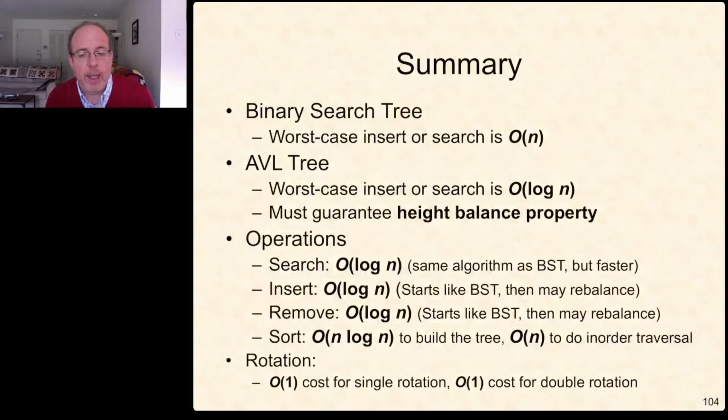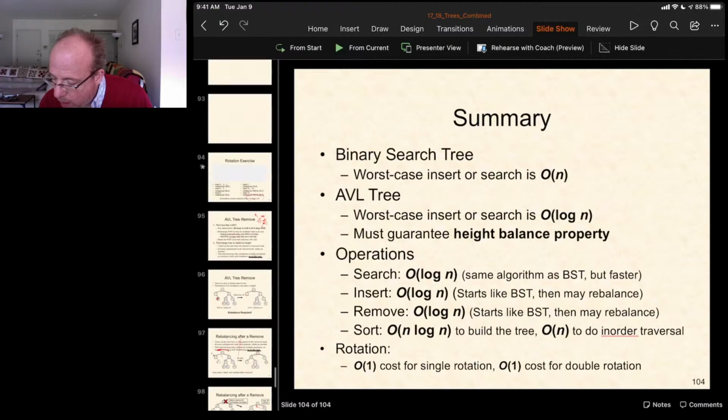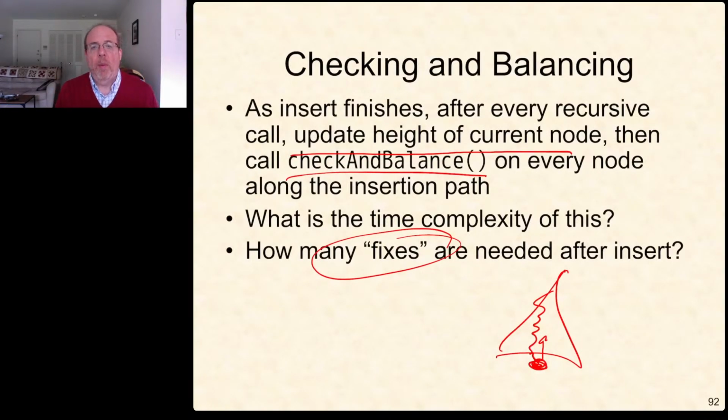All right, the question is, can I go back to slide 92? Remember that when we're checking and balancing, we insert something, and then on the way back up, we update the height of the node and check and rebalance. The time complexity of the insertion is logarithmic because it's logarithmic in height. At each step, we update the height, which is a single operation, and we check and balance, which is a constant operation. And we do that logarithmic times. So the total time for insert to go all the way down, add the node, and all the way back up is logarithmic, no matter how many fixes we need.